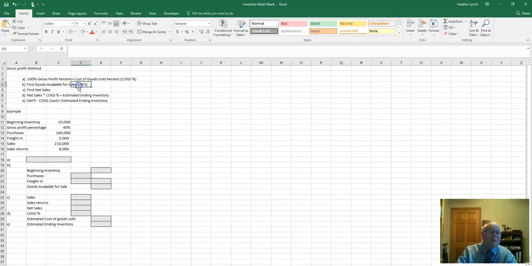Then you find the goods available for sale, and then you find net sales. Then take net sales times your cost of goods sold percentage, and then take goods available for sale minus your cost of goods sold, at cost, not cast.